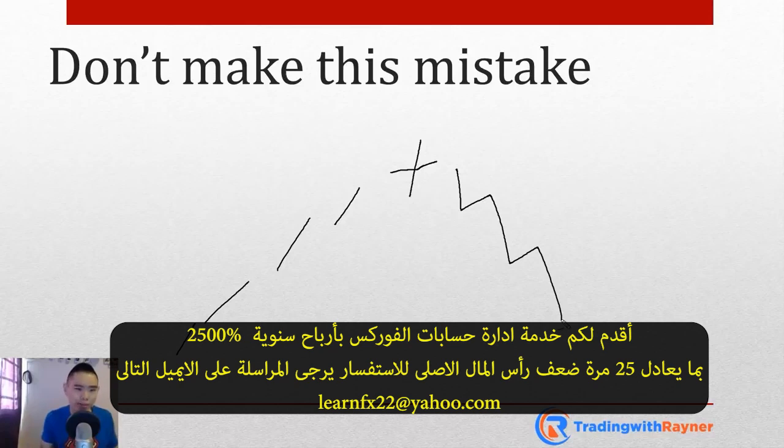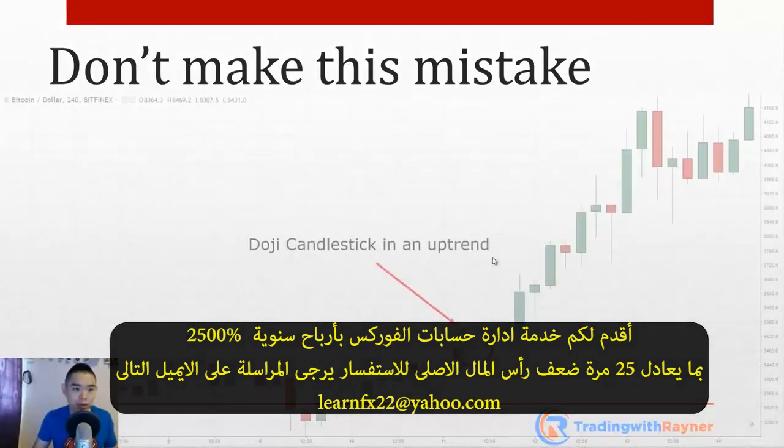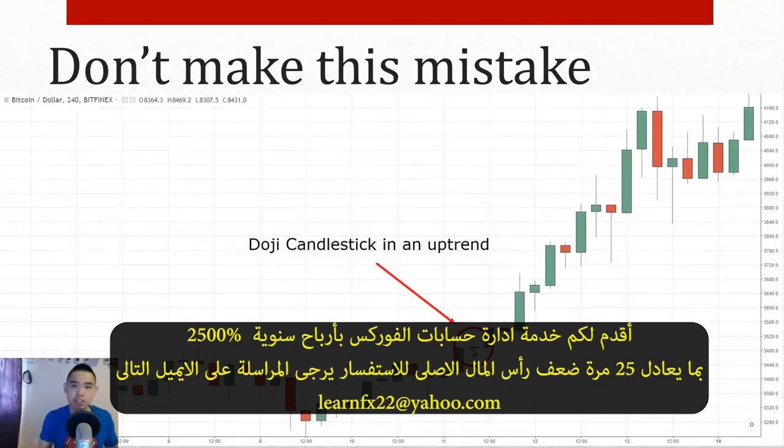Well, not quite yet, because if you think about this, a doji simply represents indecision on this particular candle, a temporary indecision. So it's not going to be easy for just one doji candlestick pattern to reverse an entire trend. So don't make the mistake of just going short because you see a doji in an uptrend, because more often than not, the trend will continue. So be aware of this.